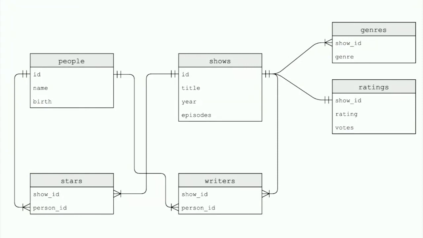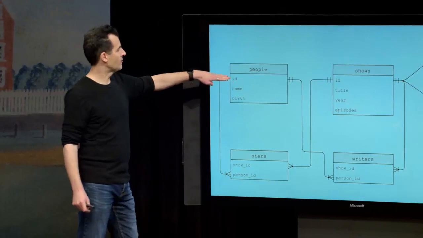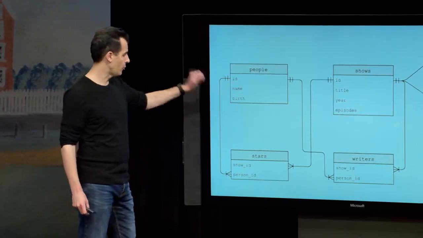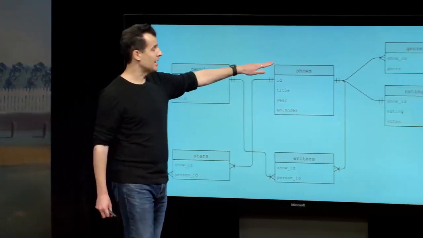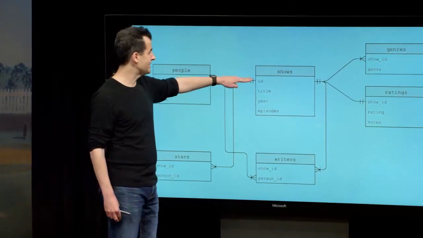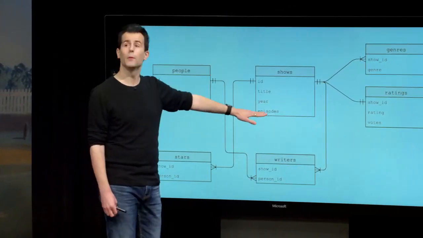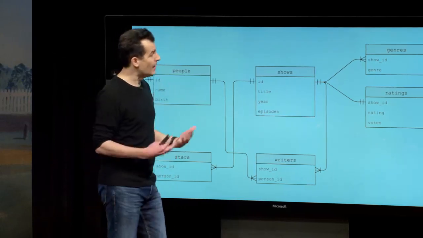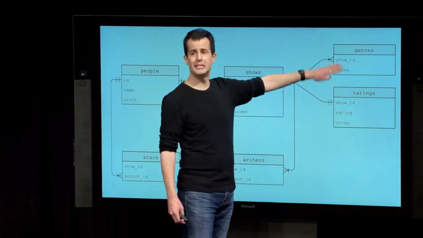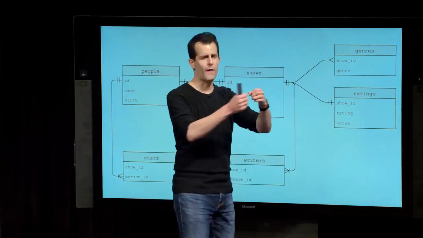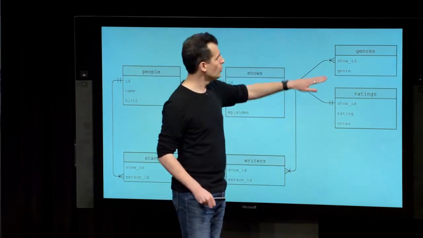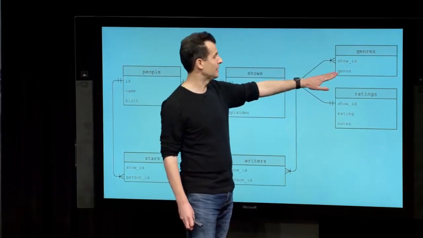Here's a picture that just gives you the lay of the land. There's going to be a people table that has an ID for every person, a name, and their birth year. There's going to be a shows table, just like we've been talking, which is IDs, titles of shows, also, though, the year that the show debuted and the number of episodes that the show had. Then there's going to be genres, similar in design to before. So we didn't go all out and factor it out into a third table. We just have some duplication here, admittedly, in genres.